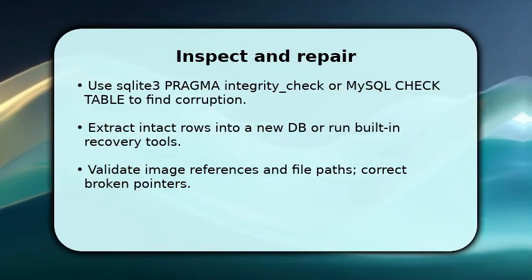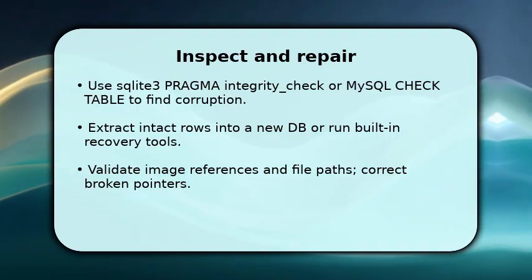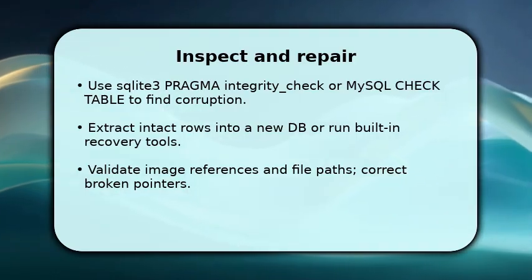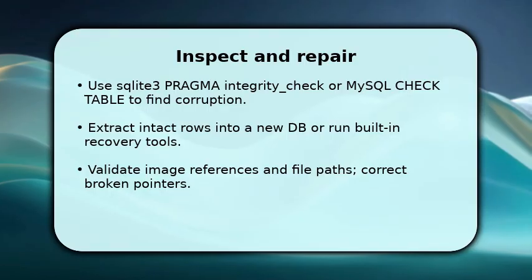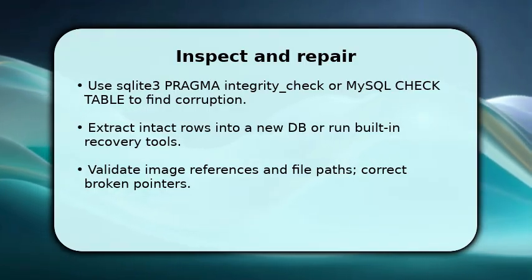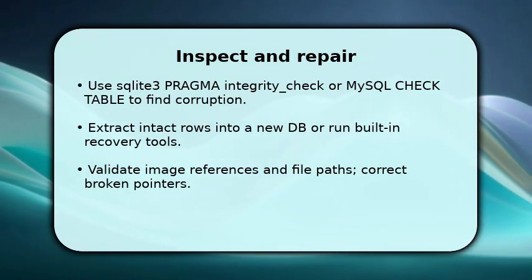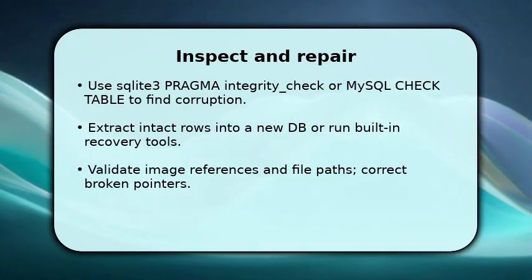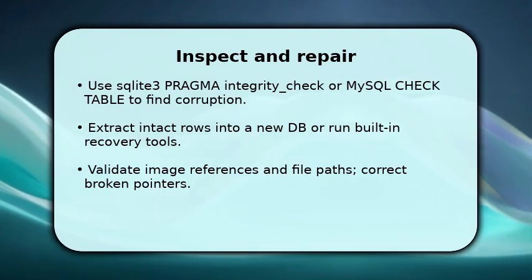If corruption is isolated, export good rows into a fresh database and re-import them. When possible, use vendor recovery utilities to rebuild indexes. As you transfer data, validate image references and paths so missing files are detected. Correct broken pointers or update.